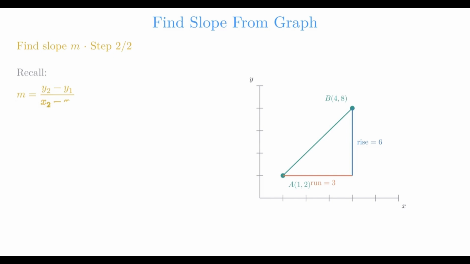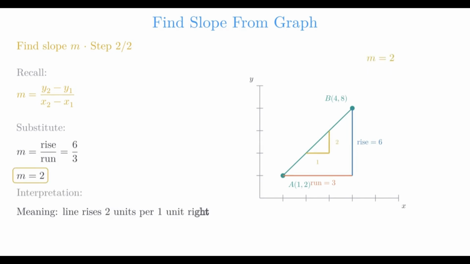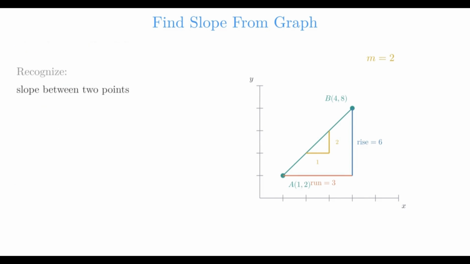Step 2. Apply the slope formula. Slope equals rise over run, which is 6 over 3. The slope is 2. For every one step right, the line goes up 2. That's what slope means. A steeper climb gives a bigger number. Whenever you have 2 points on a line, this pattern finds the slope.